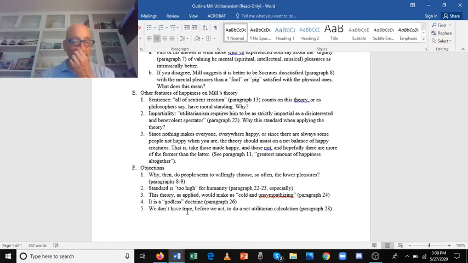The one that I really want to hit, for a second, is number 5. We don't have time before we act to do a net utilitarian calculation. This is paragraph 28. So you might imagine something like this.